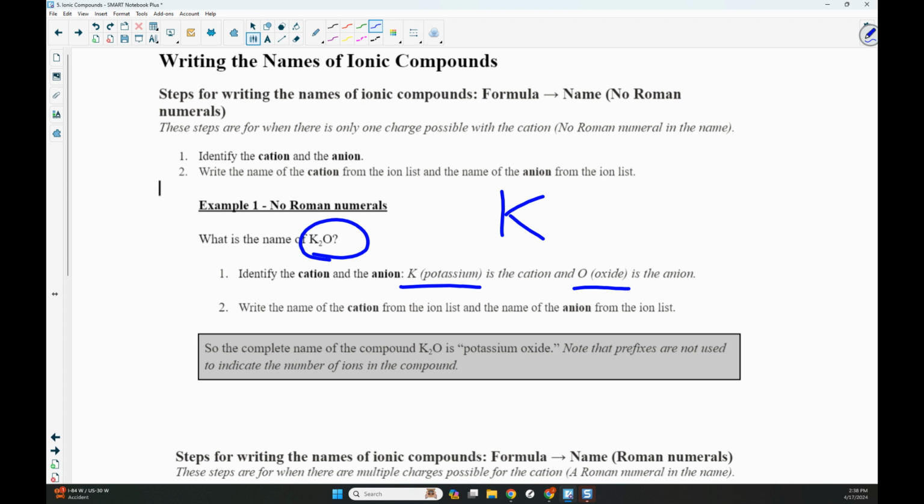It is simply potassium oxide. We just put the name of the cation and the anion together, and that is the name of the compound. No prefixes, just potassium oxide. About as straightforward as it could be. Any questions about that? Okay, the next one is when it gets a little tricky.